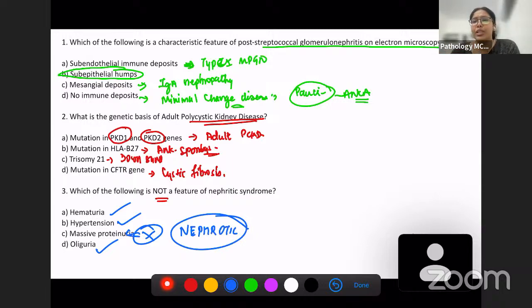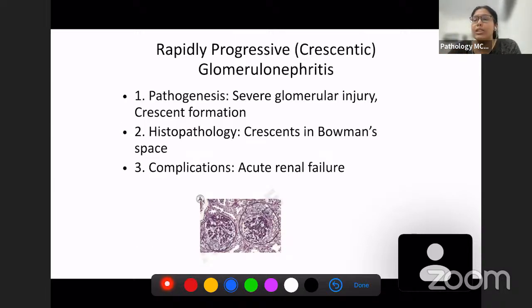Okay, so next question, next short answer question is rapidly progressive or crescentic glomerulonephritis. Now, the pathogenesis is obviously severe glomerular injury along with crescent formation. You have to know what these crescents are. These are fibrocellular crescents. They consist of nothing but fibroblasts. Okay, you can see in this image over here. Okay, I'll just draw it for you.